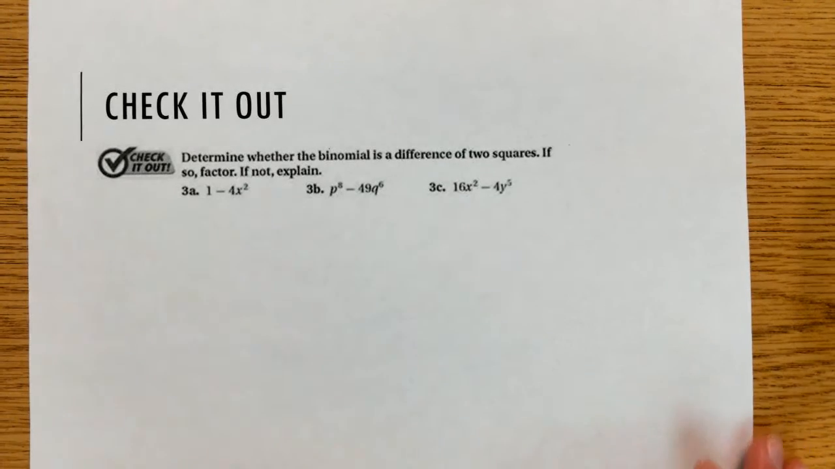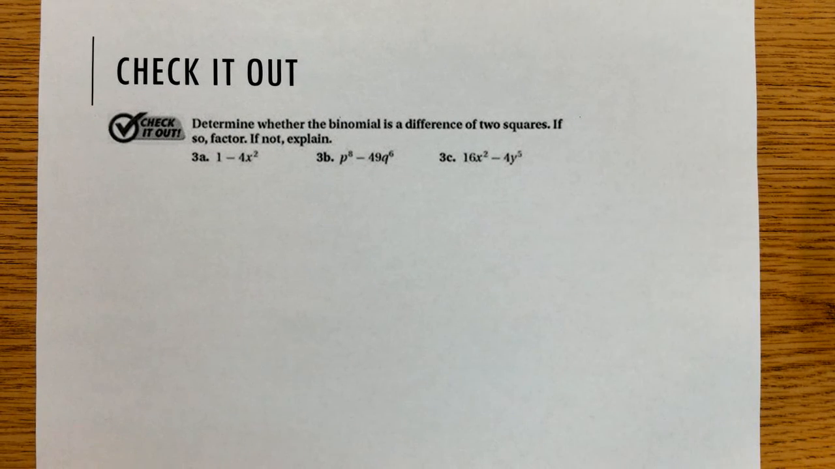So now there are 3 check it out problems for you to do. Determine whether the binomial is the difference of two squares. If so, factor. If not, explain. So take a moment, pause the video, and then resume when you're ready to check your answer.